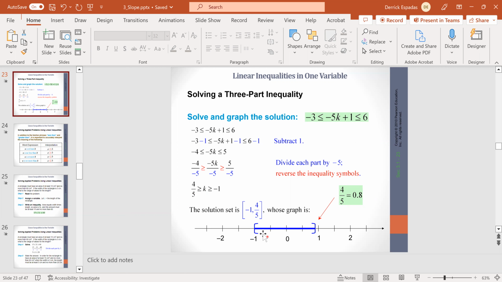All right, then we can put that on a number line. k is greater than or equal to negative 1 and goes all the way up to 4/5. So whatever our k is, it's somewhere in this range. These numbers will make that statement true.